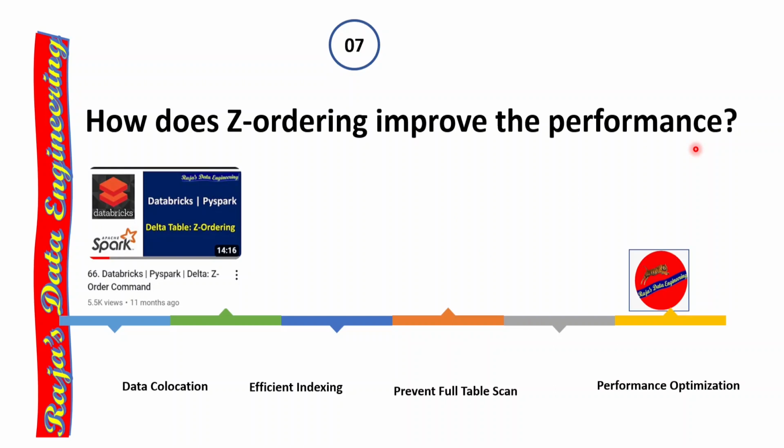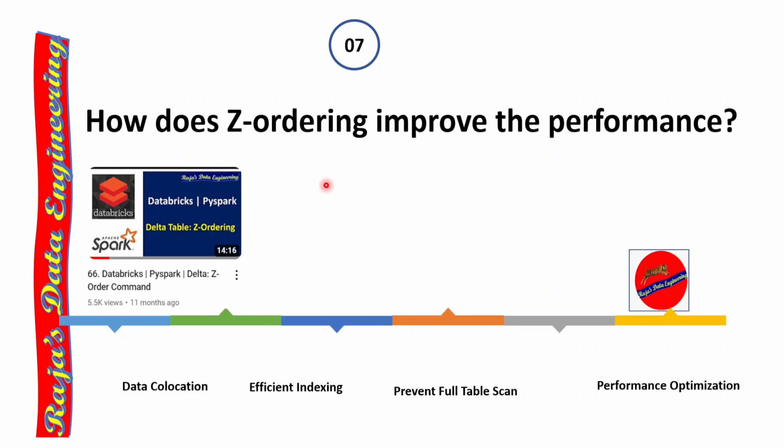Z ordering is nothing but co-locating the relevant data in the same data file. In Delta Lake, internally we have Parquet files that are scattered around multiple nodes, or multiple regions, multiple systems. So whenever we co-locate the relevant data together and perform certain data analytics on top of that, it will be easy because we can avoid network input output operations. So Z ordering is also one of the performance optimization techniques.